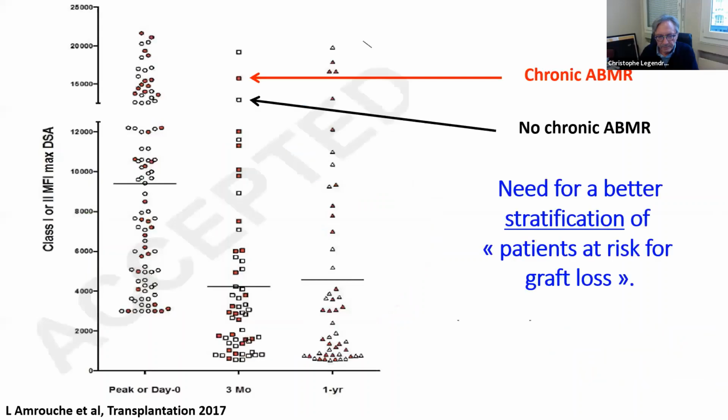Next one. What is puzzling is that when you transplant patients with DSA and look at them at 3 months, some of these patients, the red squares, will develop chronic antibody-mediated rejection, while other patients with the same level of DSA will not. So obviously, there are different categories of antibodies.